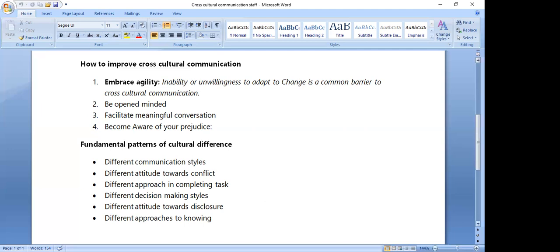Then number two, different attitudes towards conflict. So when you're working with people from different cultures, whether as a teenager or youth, you must understand that people's attitude towards conflict also varies. So because it varies, you should also recognize that it is not something you have control over at all.